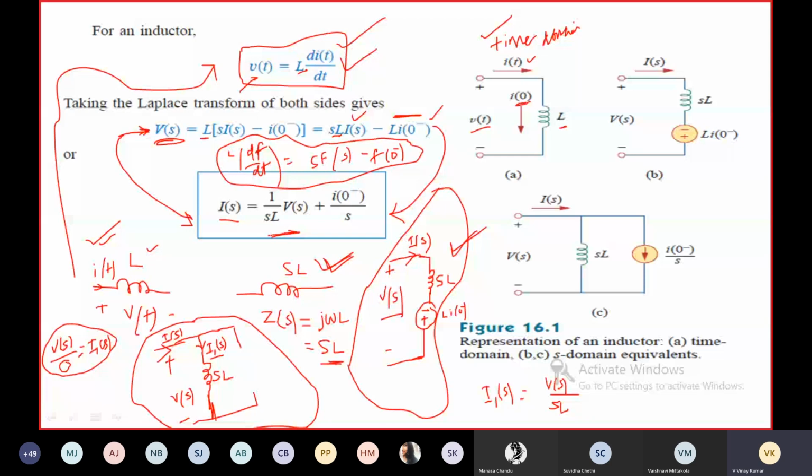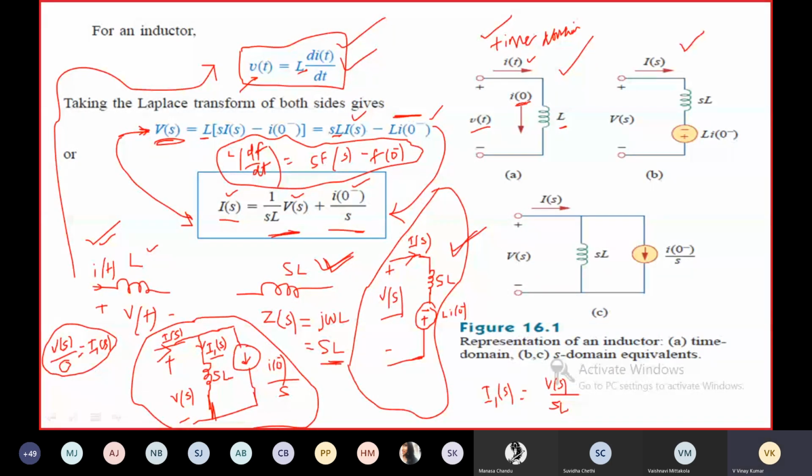So you are done with one part. Coming to the second part, I of 0 minus by S. See, this is current, this is also current. So let me represent this part using a current source. This is I of 0 minus by S. So I of S is equal to I1 of S plus I of 0 minus by S. Here we have that, right?